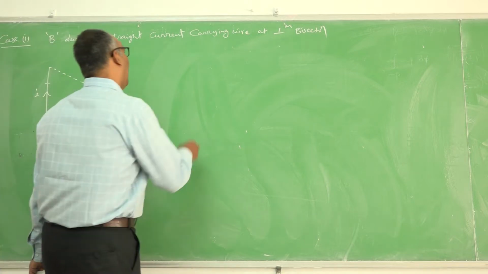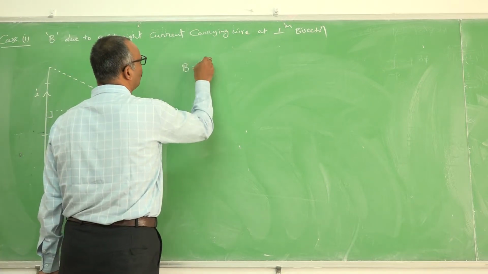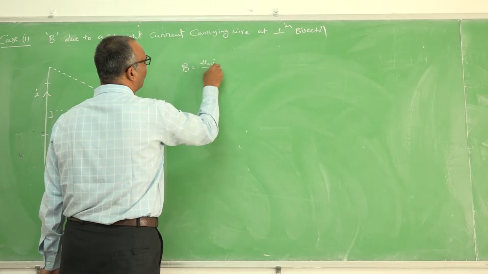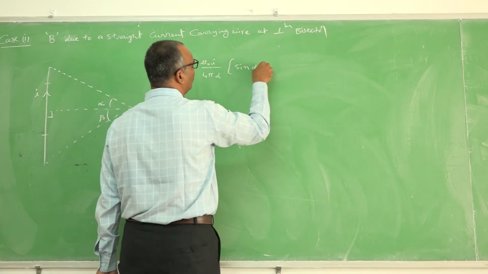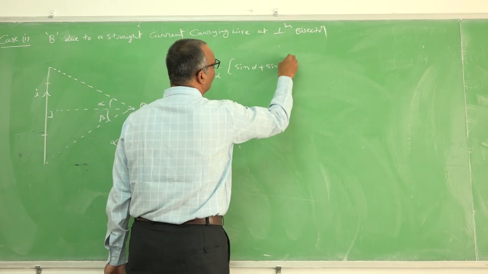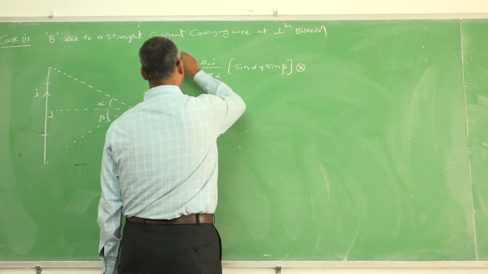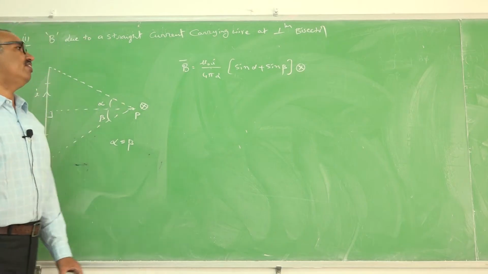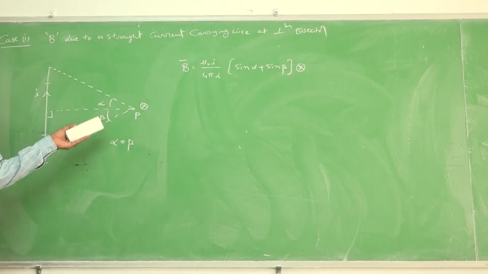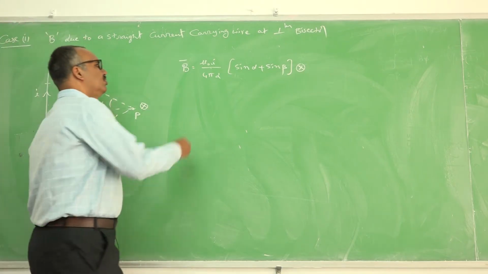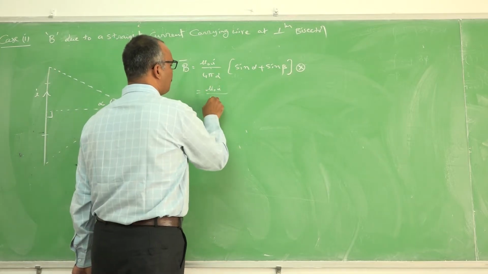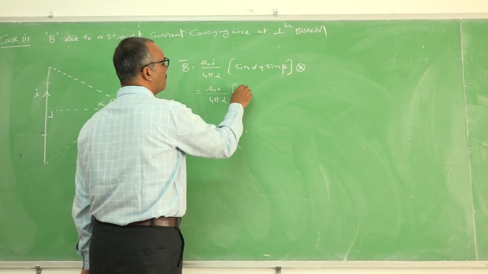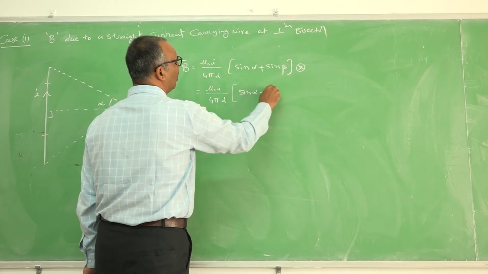So, as you know, B is equal to mu naught I by 4 pi d sin alpha plus sin beta, into the paper, is the strength of the magnetic field here. In the place of beta, I can keep alpha, so it becomes mu naught I by 4 pi d sin alpha plus sin alpha.